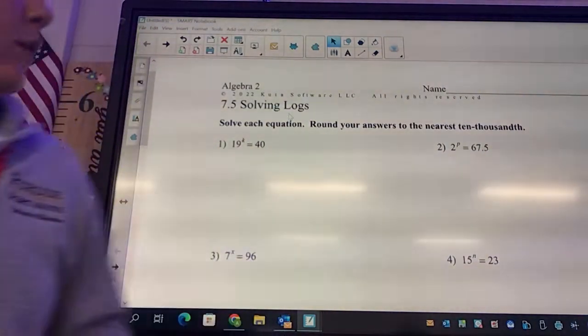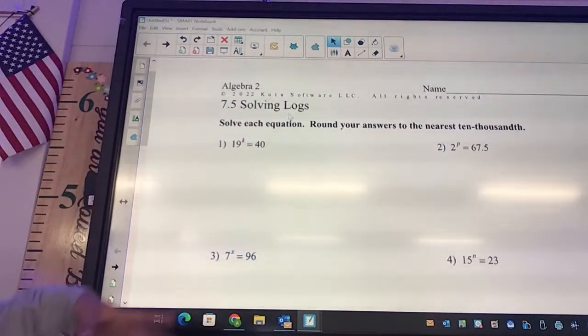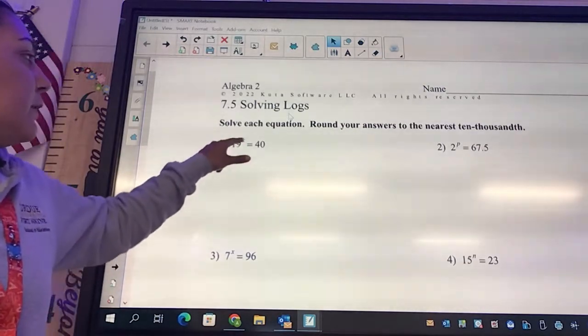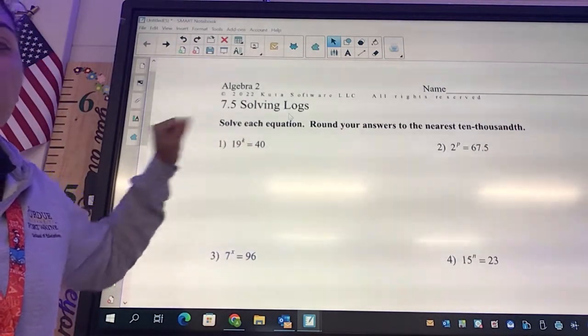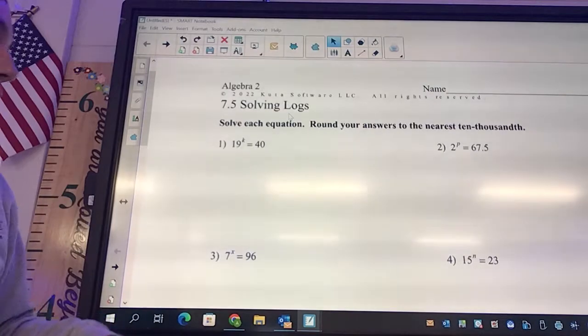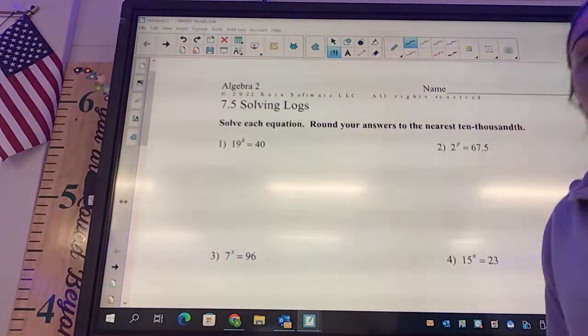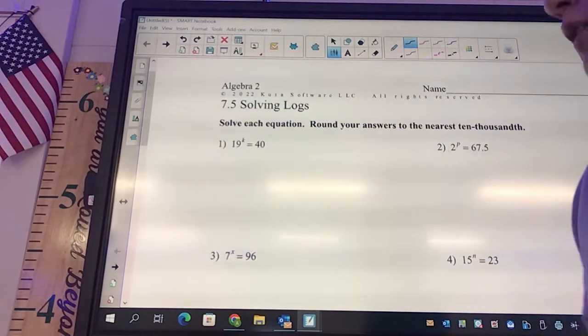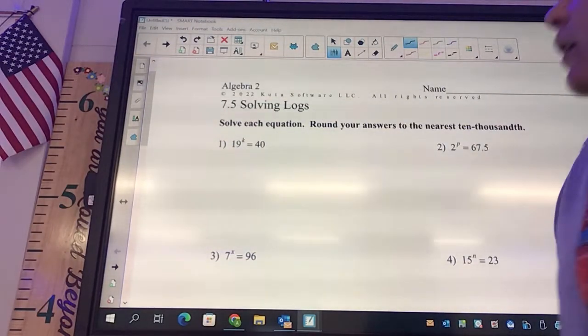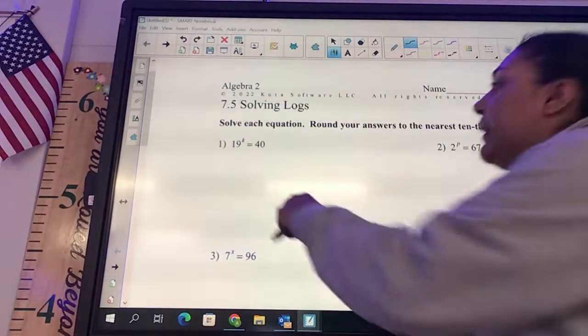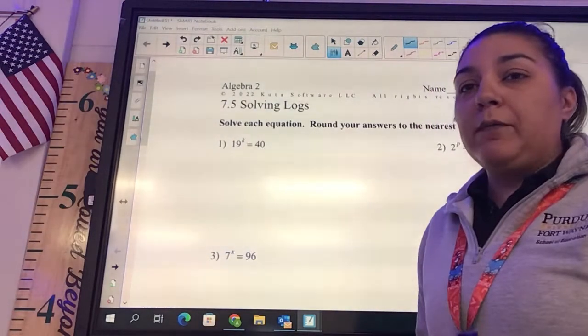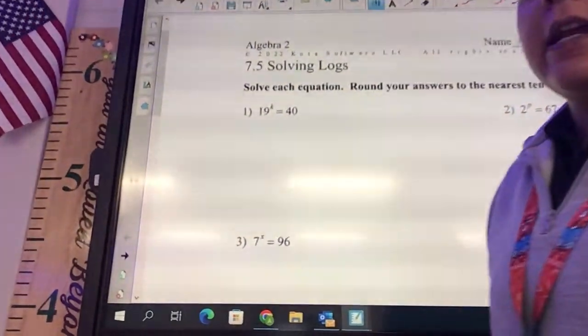So we've done plenty with logs. But now we're solving for this letter that's in the power. And so you have to use logs in order to do that. Okay, and you will need a calculator. So if you don't have one, stop and get one right now. Okay, pause the video. So our very first step in order to get this K down, because we're solving for K, is gonna be to take the log.